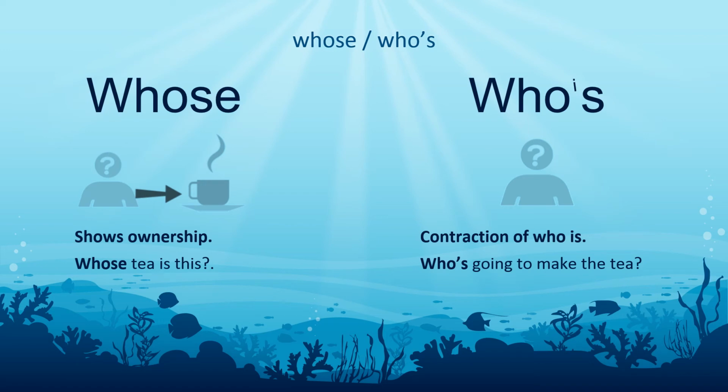And the last one we're going to look at is whose. So whose? Again, it shows ownership, or it's asking for the ownership of something. Whose tea is this? And the second who's, W-H-O apostrophe S, is the contraction of who is. Who's going to make the tea? Who is going to make the tea? Okay? So always remember when you've got that contraction, if you've put it in a sentence, in your mind, just read it as if it weren't a contraction to make sure that the sentence still makes sense.